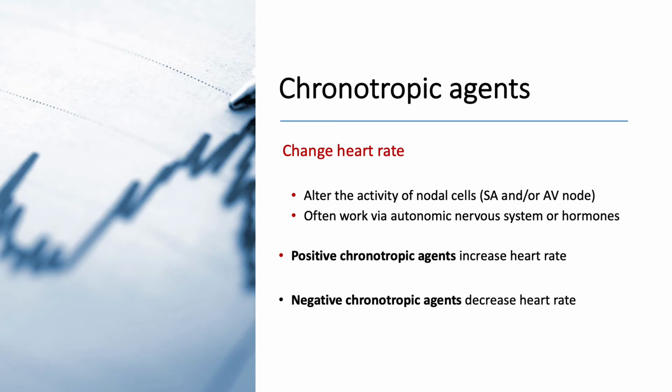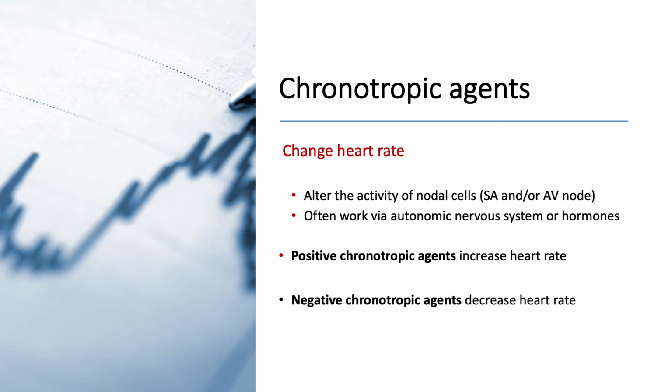Now, agents that affect the heart rate, they can change it, either speed it up or slow it down. We call them chronotropic agents. And this is somewhat easy to remember because that prefix chrono means time, right? Like chronological order. So we can change the heart rate or the speed of the heart by altering the activity of the nodal cells that we just saw with sympathetic and parasympathetic innervation. We also saw that this is done via the autonomic nervous system.